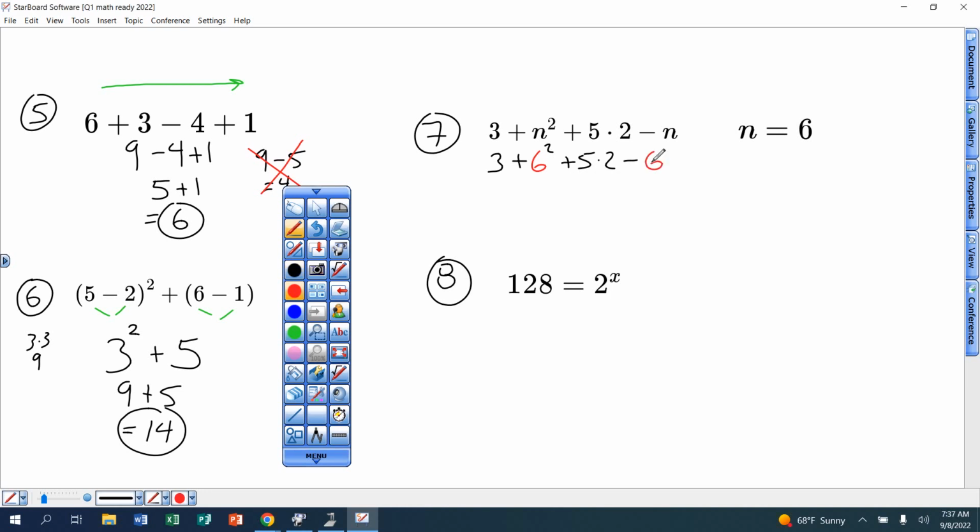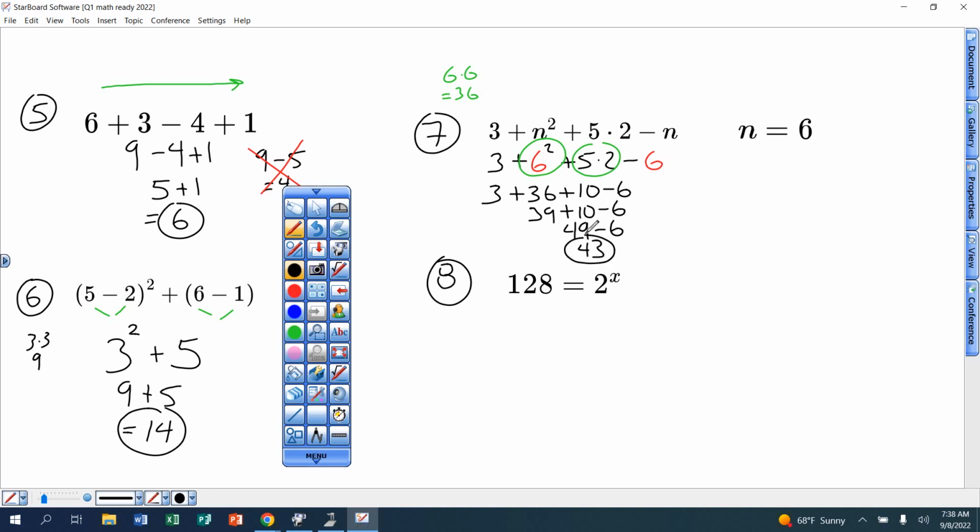Now I do this 6 times 6 part, and I do this 5 times 2 part. Remember, 6 times 6 is never 12, 36. That gives me 3 plus 36 plus 5 times 2, 10 minus 6, left to right. 36 plus 3, 39. I'm sorry, plus 10 minus 6. 39 plus 10 gives me 49 minus 6 gives me 43, I believe.